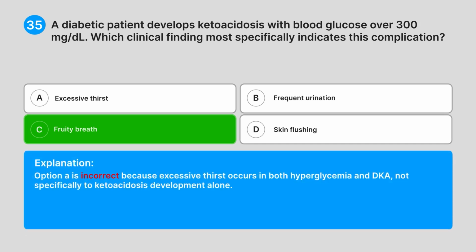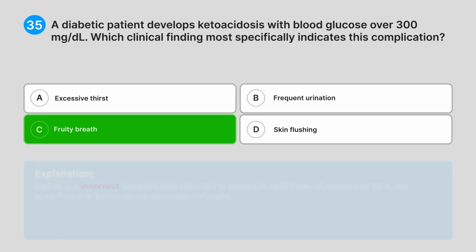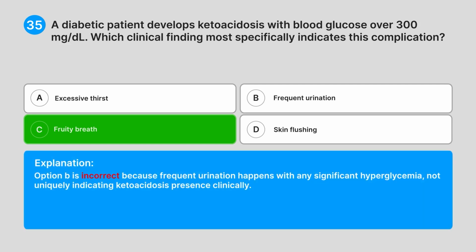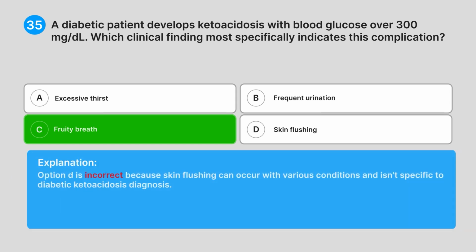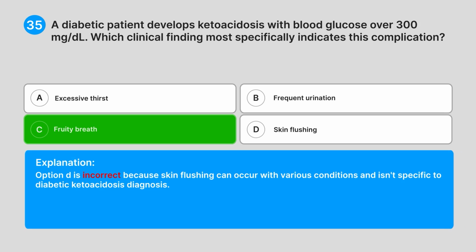Option A is incorrect because excessive thirst occurs in both hyperglycemia and DKA, not specifically to ketoacidosis development alone. Option B is incorrect because frequent urination happens with any significant hyperglycemia, not uniquely indicating ketoacidosis presence clinically. Option D is incorrect because skin flushing can occur with various conditions and isn't specific to diabetic ketoacidosis diagnosis.